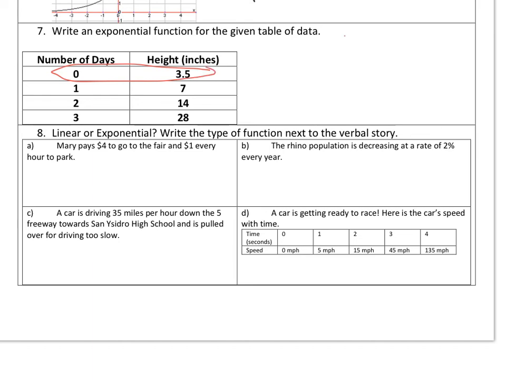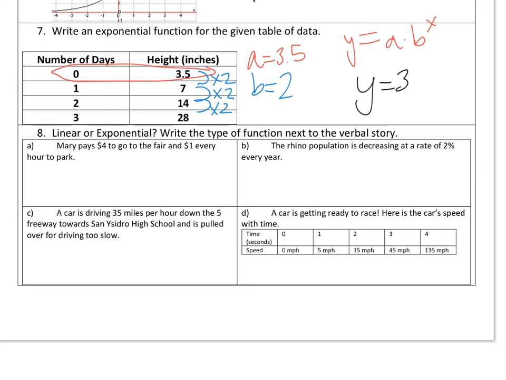So my initial value for y equals a times b to the x, my a is going to be 3.5 because that's my y-intercept. And then I ask myself, what is my change from 3.5 to 7, from 7 to 14, and from 14 to 28? It's times 2 again. It's doubling. So my multiplier is 2. That means that my answer would be y equals 3.5 times 2 raised to the x power. And that's the function that goes with that table.